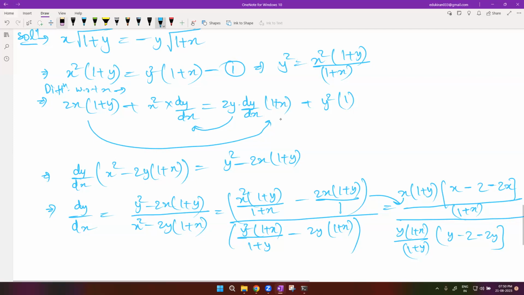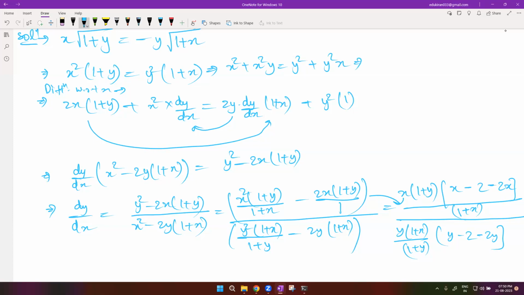Okay, we could have solved it further. My bad. From this, let's multiply them. This becomes x square plus x square y is equals to y square plus y square x. My bad, guys.